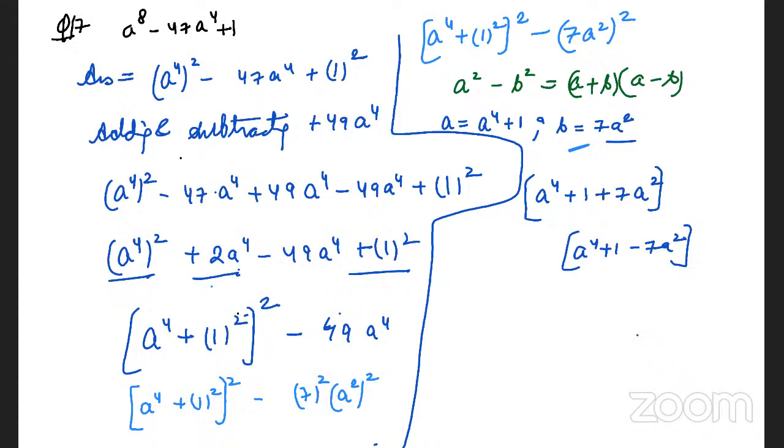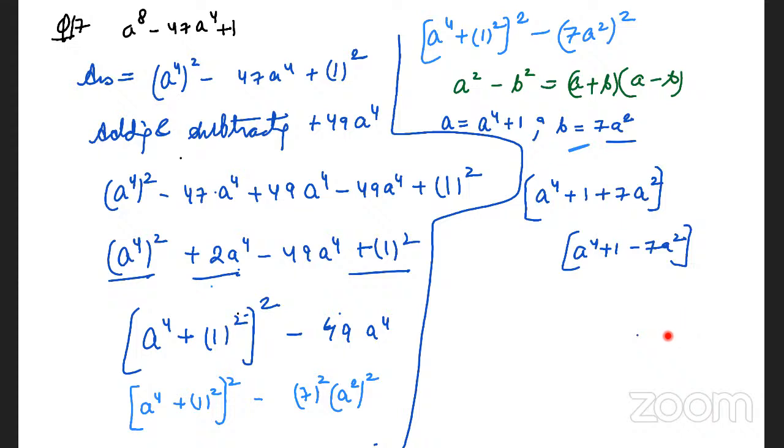Sir, I had a question. Can you see that? Yeah. So I'll now teach this. Okay. What I did: a^8 is given, 47a^4 is given, and 1 is given. Please pay attention. Now, a^4 has the power of 2, so I split a^8 as a^4 squared. Simple as that. Understood? And then 47a^4, and then 1 square is 1 square like this. Understood, guys? Yes or no?